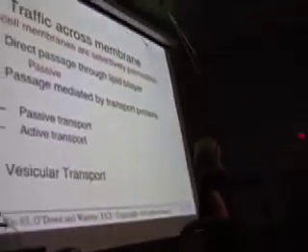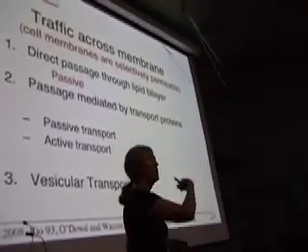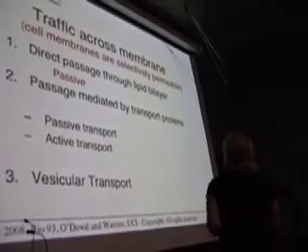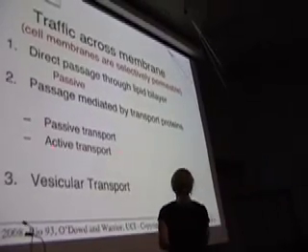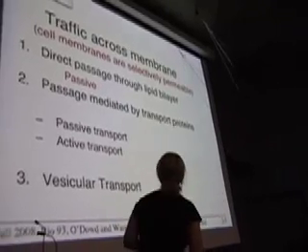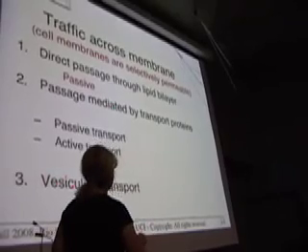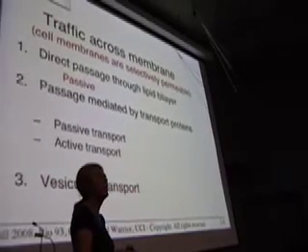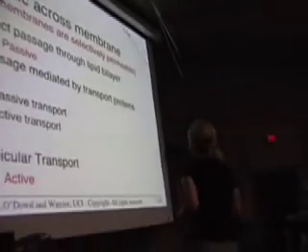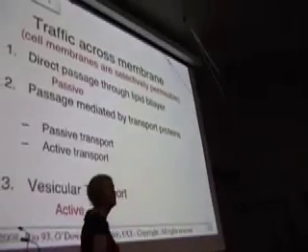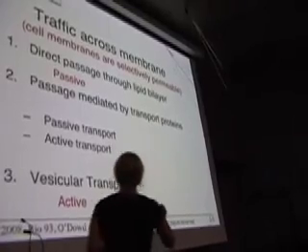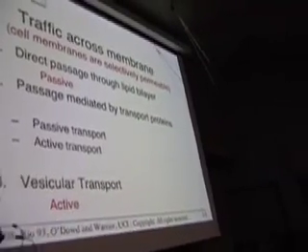Then we'll talk about passage mediated by transport proteins, one we just heard about, which is water movement across the membrane. And sometimes these are passive, sometimes they're active, and these can be coupled, and we'll talk about examples in all of those categories. And then we also have the third type, which is vesicular transport, which is really bulk movement across the membrane. And this is always active. It always takes energy to do this. Okay, we're going to talk about these now separately.